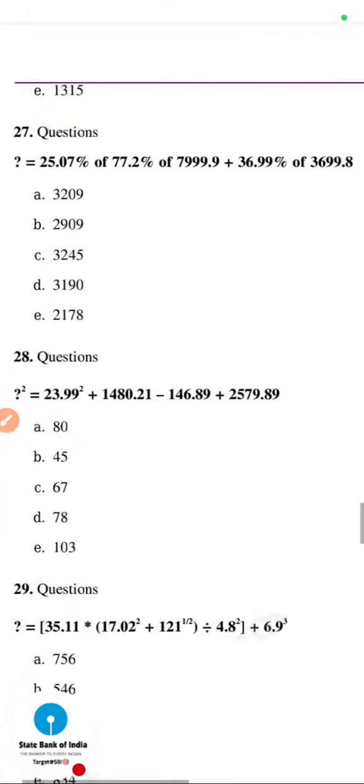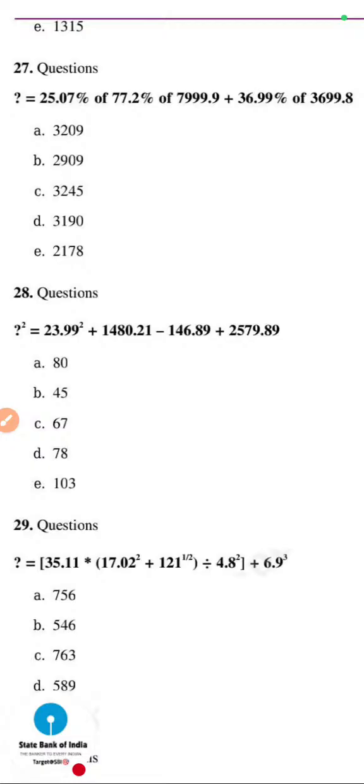Next, third one, the 28th one, which is question mark square equals to 23.99 square, which means 24 square, which is 576, plus 1480 minus 147 plus 2579, let's take this as 2580.